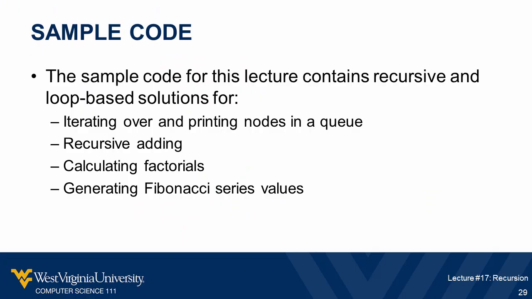In the sample code for this lecture, I've written both recursive and loop-based solutions for what we just did with iterating over and printing the nodes in a queue, as well as the recursive adding that we did earlier and calculating factorials. I've also included how to calculate the values for a Fibonacci series. So I would encourage you to take a look at this code, maybe try to run it, play around with it, see what's going on.